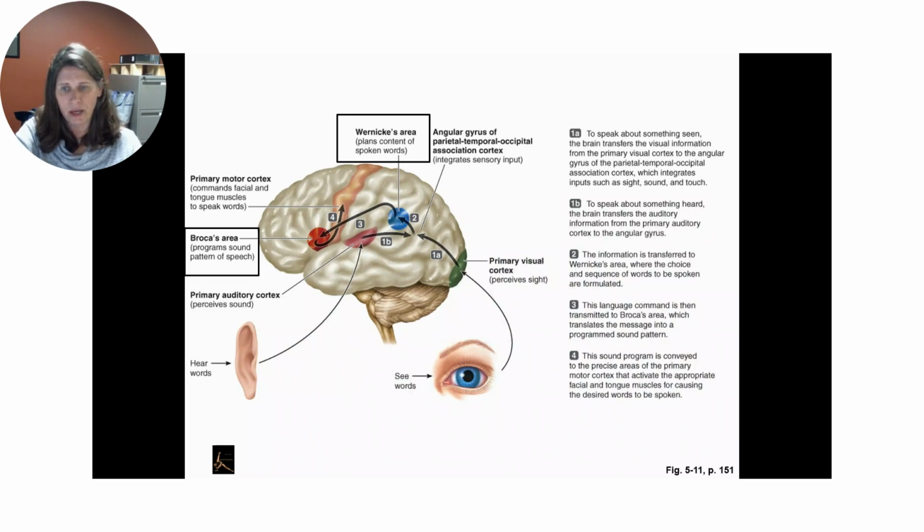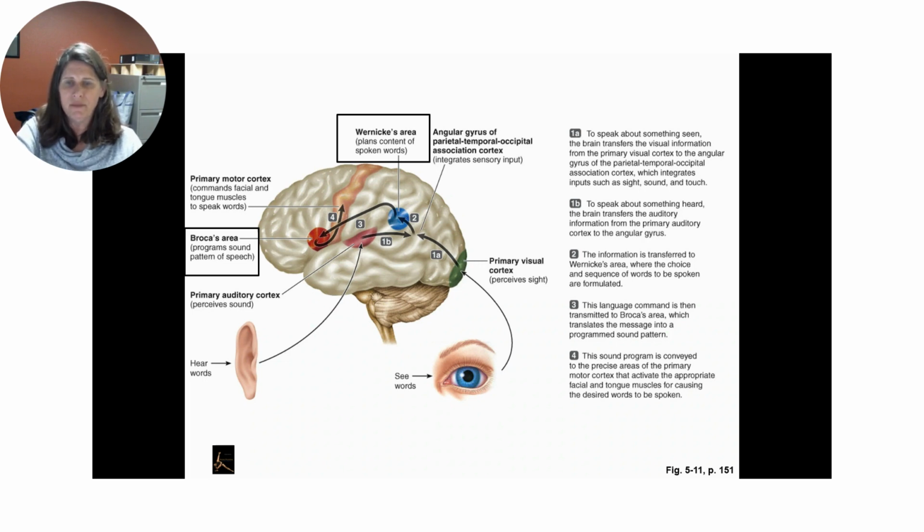If you hear something, right, so you're hearing somebody speaking words, then that information is coming from the auditory nerve into the temporal lobe, into the primary auditory cortex. And then that's also going to be transferred via neurons to that association cortex over here in the parietal, temporal, and occipital association cortex. Okay, so whether it's seen, it first goes through the occipital lobe. If it's heard, it first goes through the temporal lobe, but they both end up in this association cortex here.